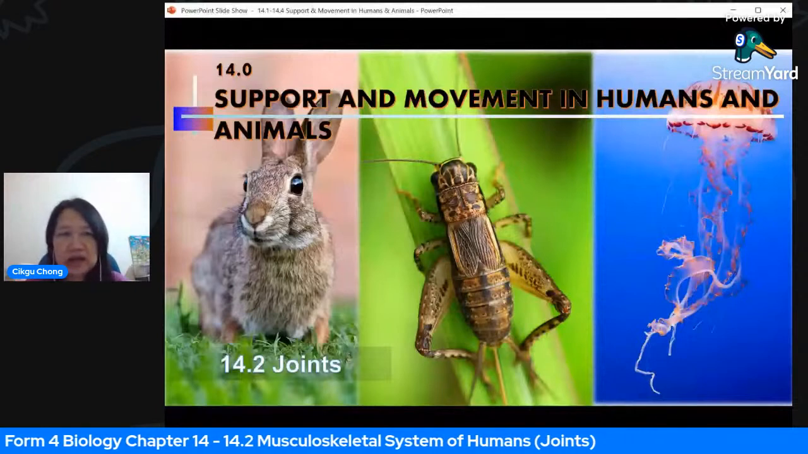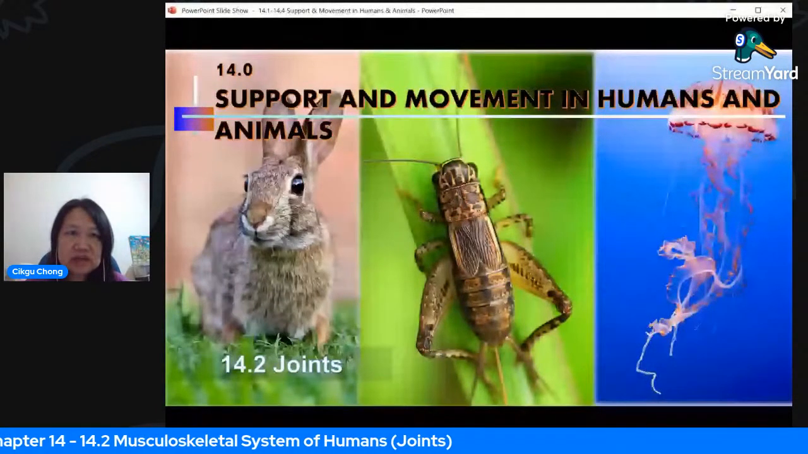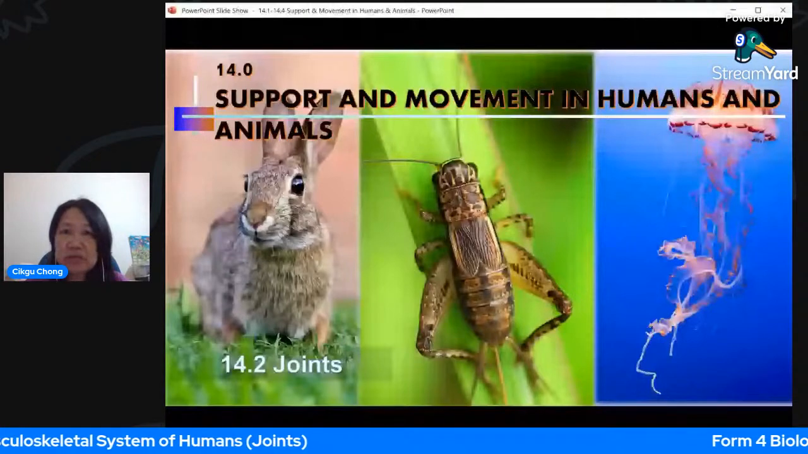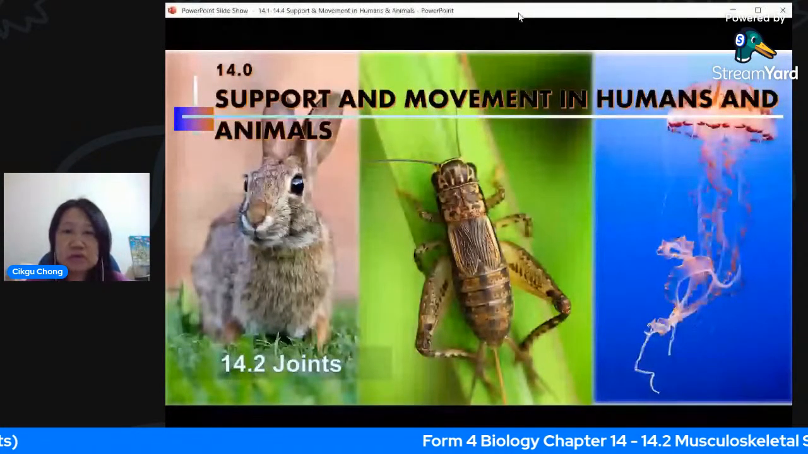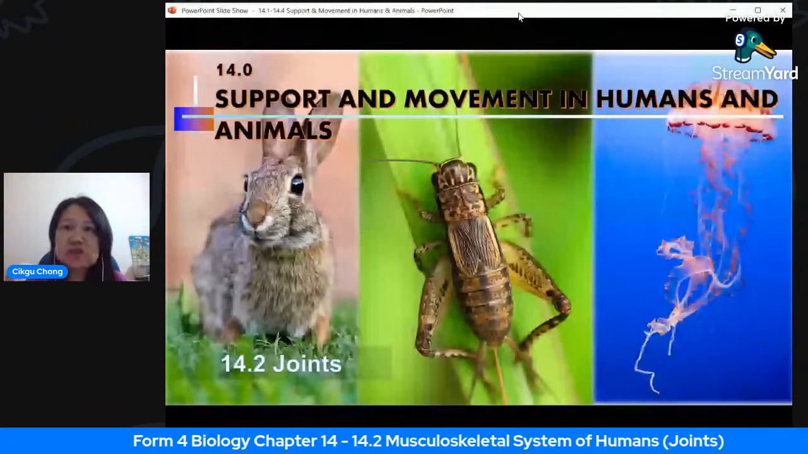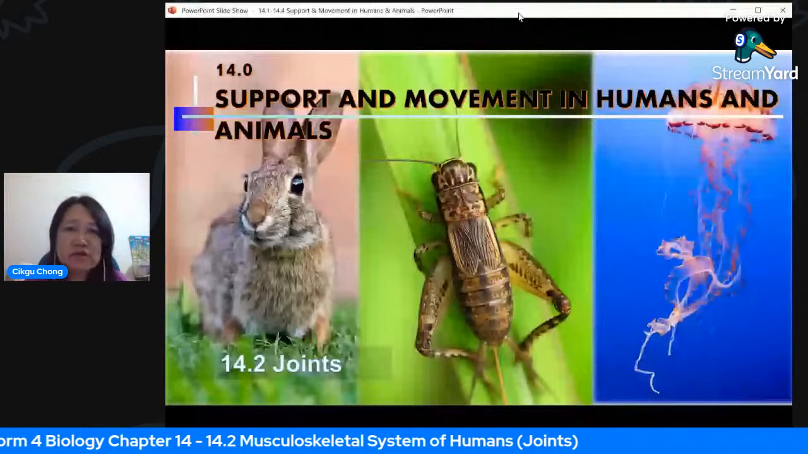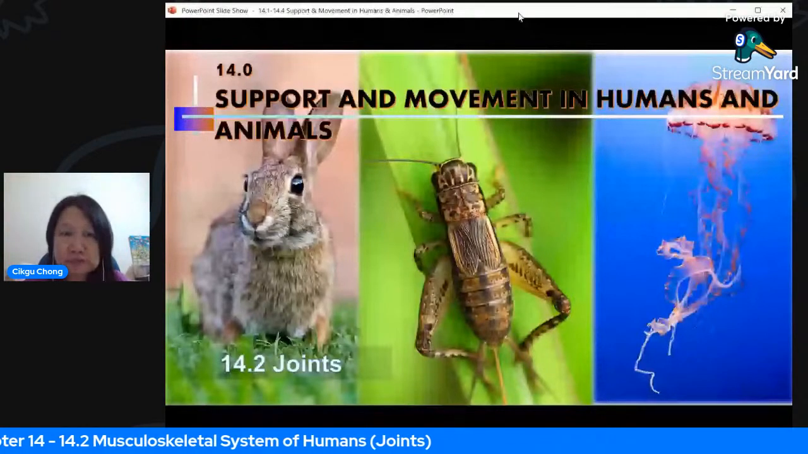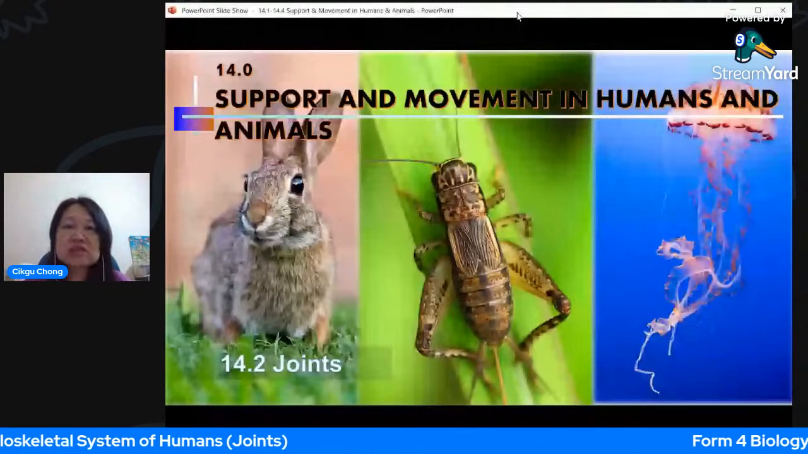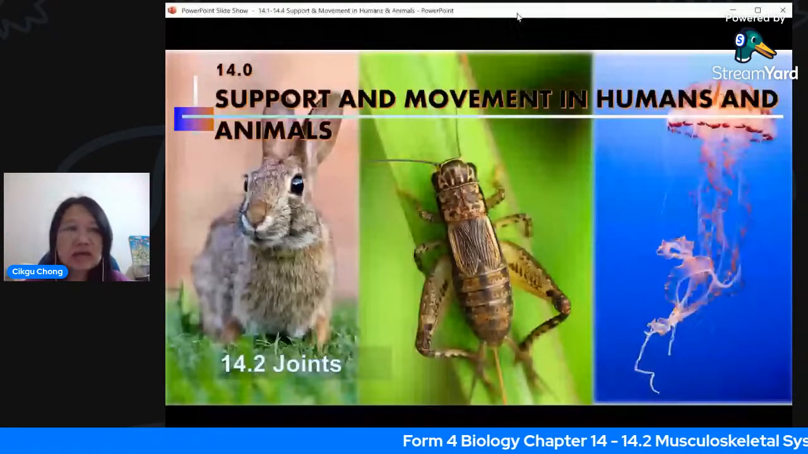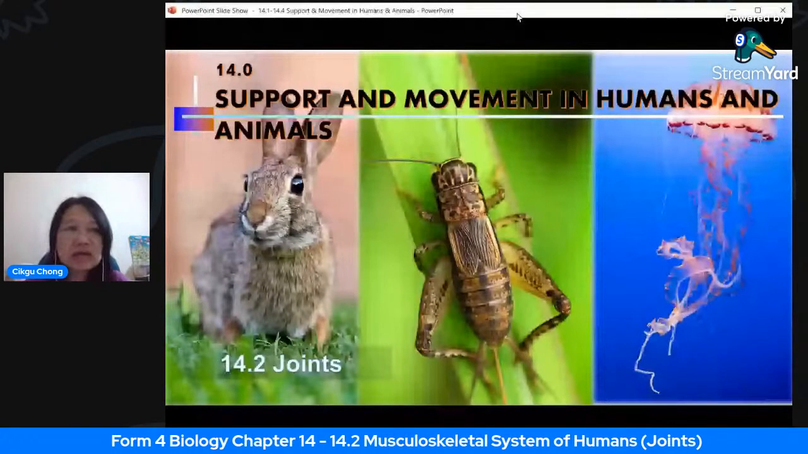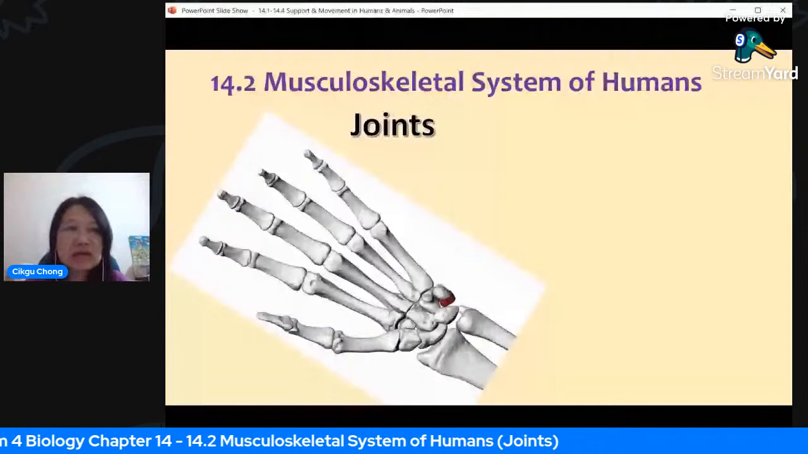Support and movement in humans and animals, 14.2. Today we're going to talk about joints, just joints only. We are not going to finish the whole chapter today, because it's still a long way to go. I can't finish everything today. So what are joints? Joints are a meeting place between two or more bones.